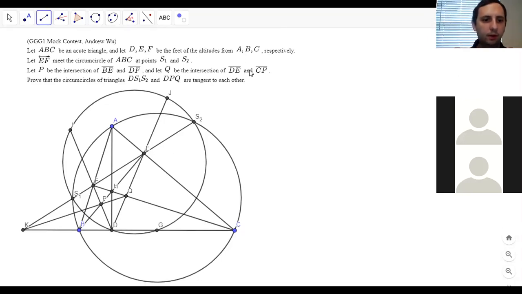P and Q are the theta angle bisectors. So H is basically the incenter of DEF. Okay. All right. Interesting. But that makes sense.